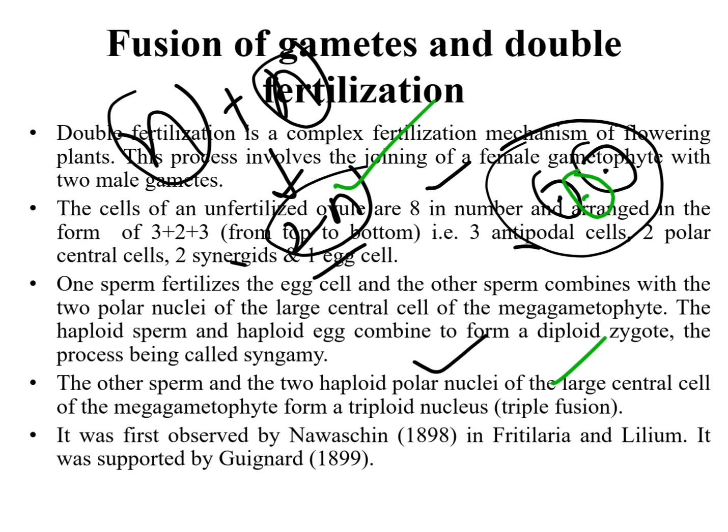So this double fertilization was first observed by Nawaschin in 1898 in Fritillaria and Lilium, and this discovery by Nawaschin was supported by Guignard. So the fertilization technique was discovered by Strasburger. Then double fertilization was discovered by Nawaschin, and it was supported by Guignard.